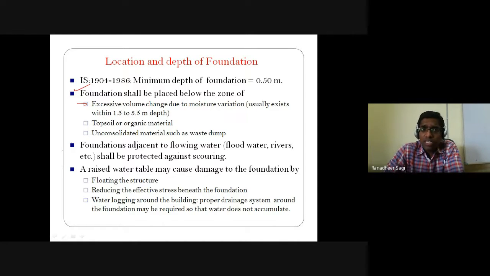And we should look at the condition that if the soil nearer to the ground surface is an organic soil, or soil which gets decomposed with time, you should not be constructing the foundation in that particular depth of the soil strata. You should also avoid constructing the shallow foundation in the region of the soil strata where consolidation settlements have not completed for any reason.